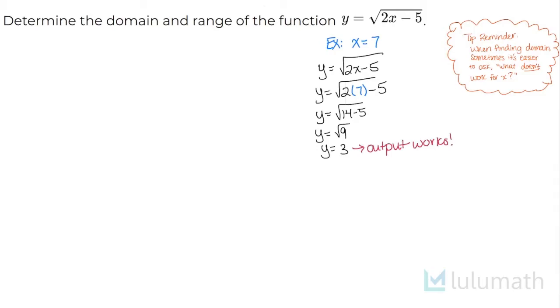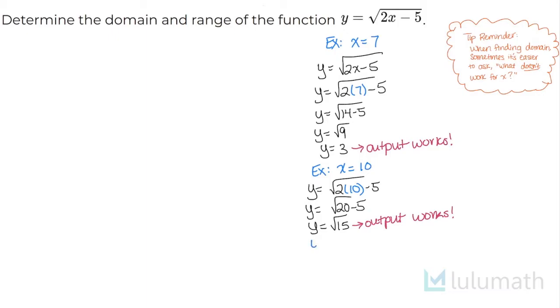Yay! Let's try another example. Let's try x equals 10. I would do y equals the square root of 2 multiplied by 10, and then I'd have a minus 5 at the end. Well, 2 times 10 is 20, and 20 minus 5 gives me 15. And although I cannot square root 15 evenly, it's still a number. It's still a real answer. So again, my output works here.